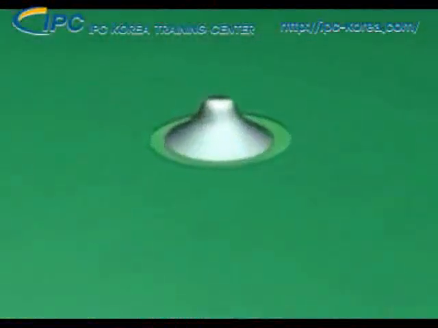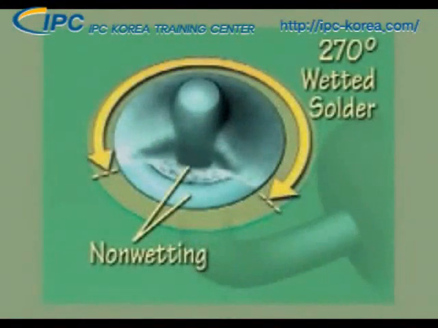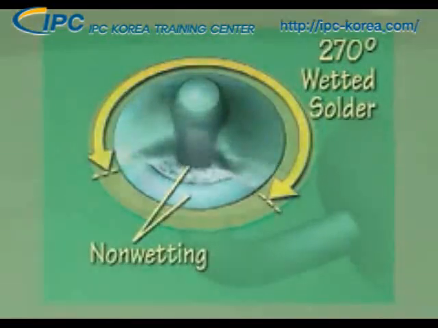Next, let's turn to the solder side of the connection. There are 3 acceptable criteria. The first is the wetting of the lead, land, and barrel. The minimum acceptable solder joint should have a concave fillet with proper wetting for 270 degrees or 3/4 of the way around the circumference of the lead, land, and barrel.